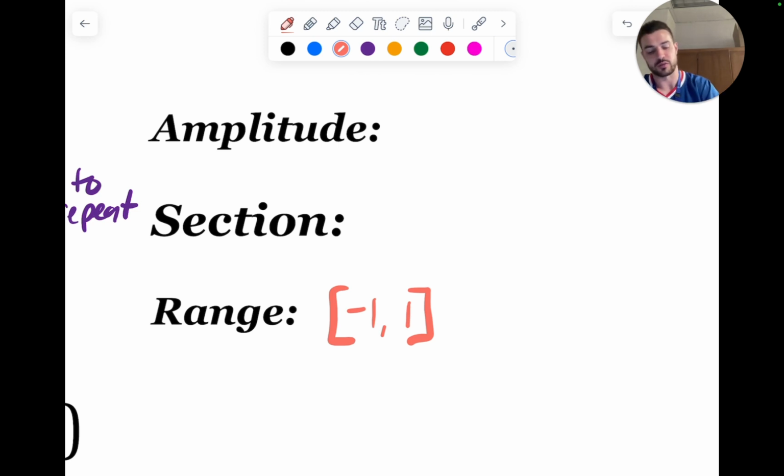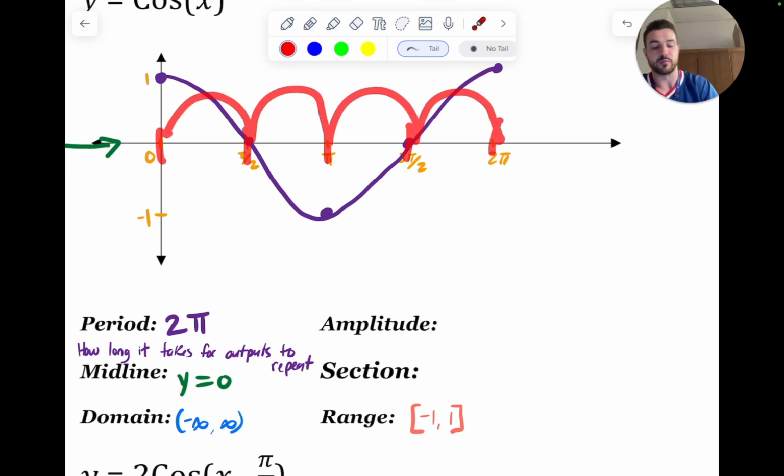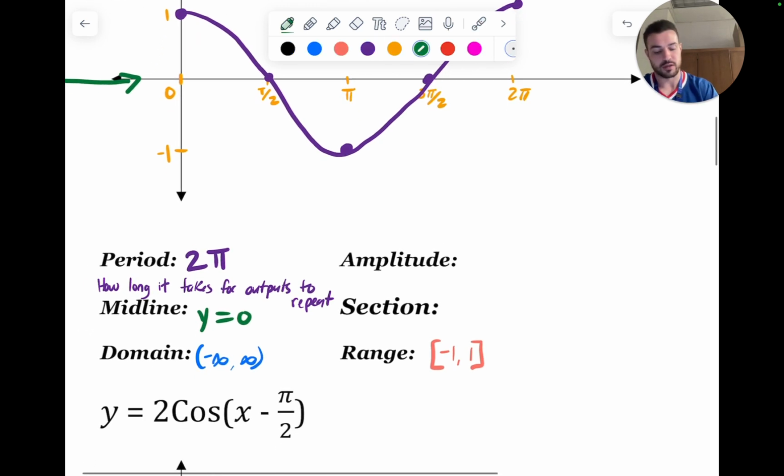Now, section really refers to how big these sections on our x-axis are. So if you think about how far apart these numbers are, that is going to be our section. For the most part for us, it is going to be pi over 2. And maybe I'll do that in a different color for us.